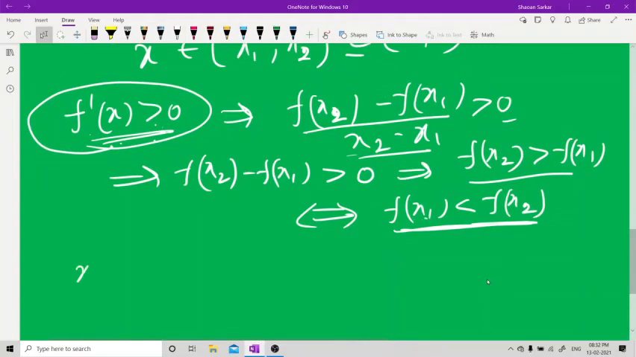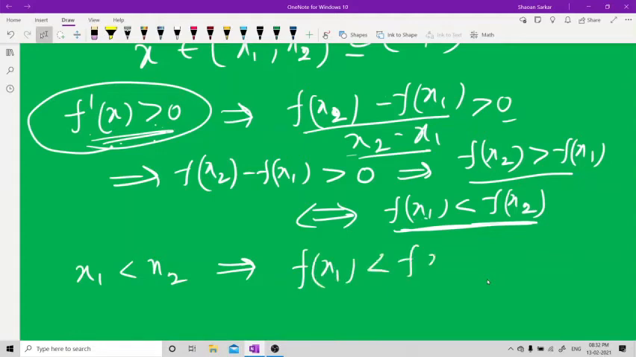See, x1 less than x2 gives me f(x1) less than f(x2), then f is increasing. Rather, f is increasing if and only if this condition happens. If and only if f is an increasing function.